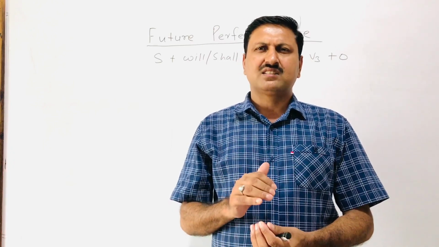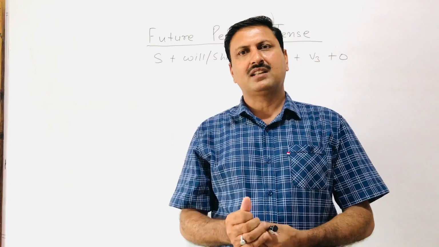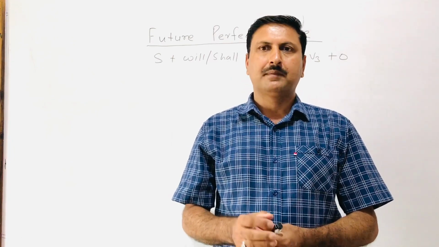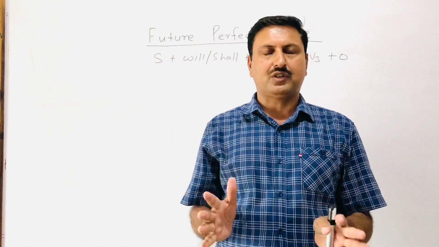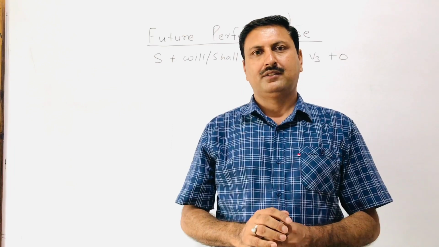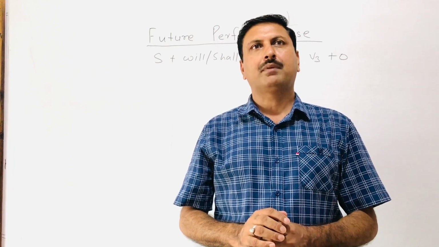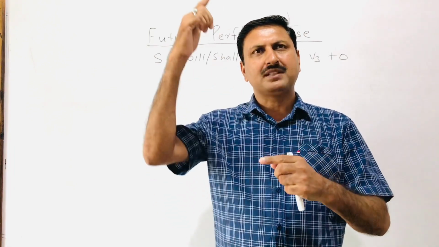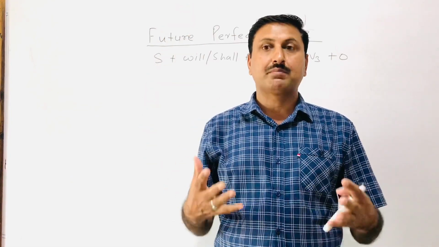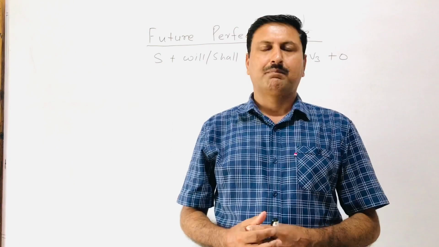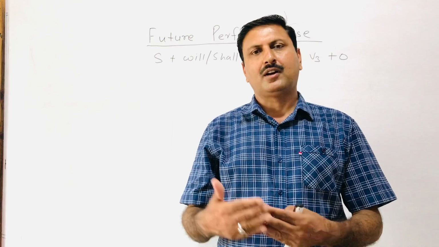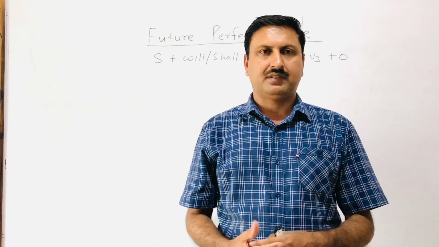This tense is used to indicate that an action will be completed by a certain time in the future. Tomorrow, 4 o'clock. What will happen? What will be completed by 4 o'clock tomorrow? If we want to show it, we have to use future perfect tense. By 4 tomorrow, we will have completed our task.